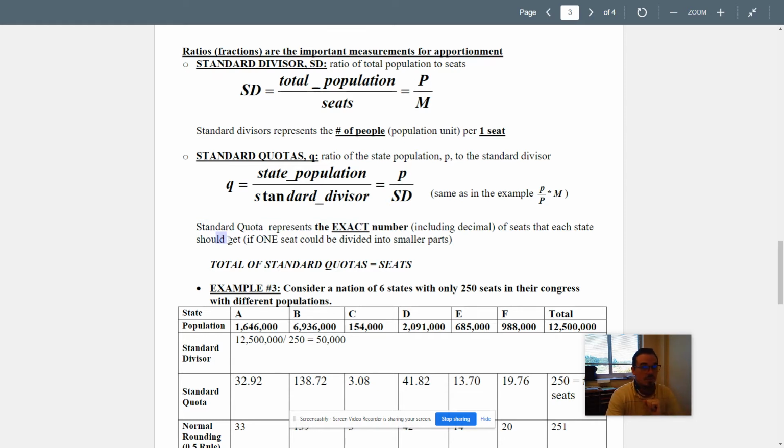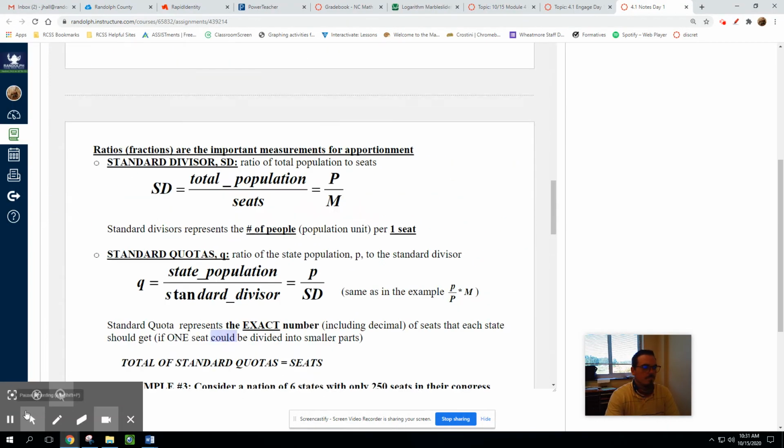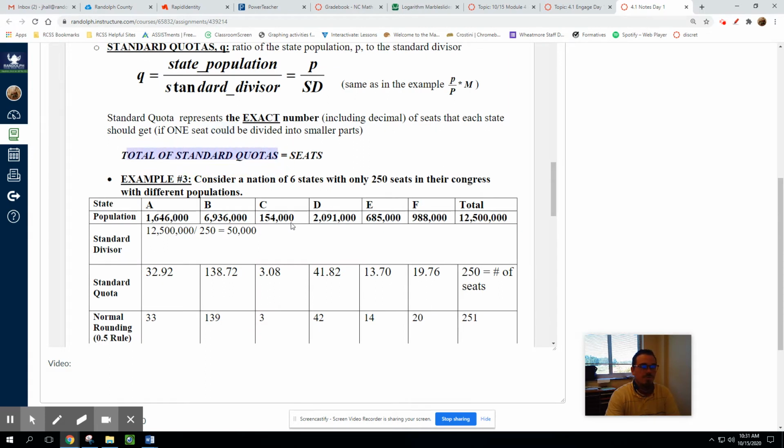Should is the key word. If one seat could be divided into smaller pieces. Again, could, the key word. Meaning when we find the standard quota, we're going to get a decimal, and sometimes what we're looking for is discrete, non-divisible. So we need to keep that in mind. Okay, so the total of standard quotas is going to be equal to the seats that we have.